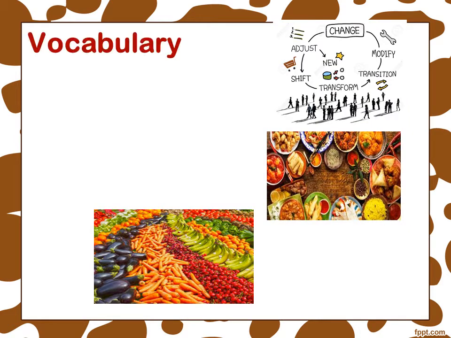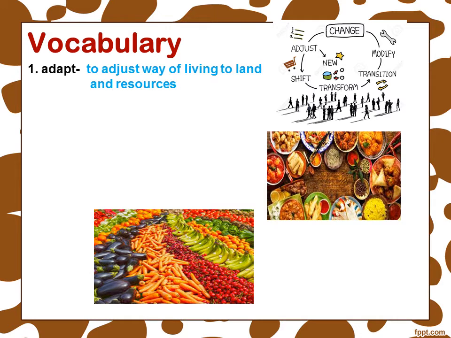Let me introduce the vocabulary words of this lesson. Number 1 is adapt, which means to adjust way of living to land and resources. Look at the words here. We have change, adjust, new or shift, transform, transition, and modify. So these are related words associated with the word adapt.